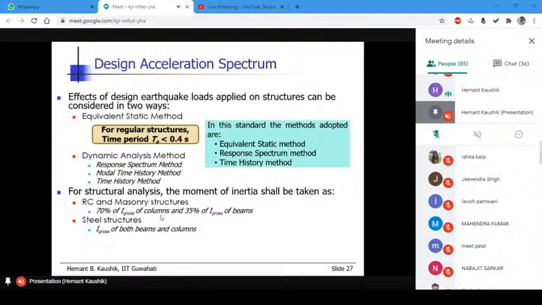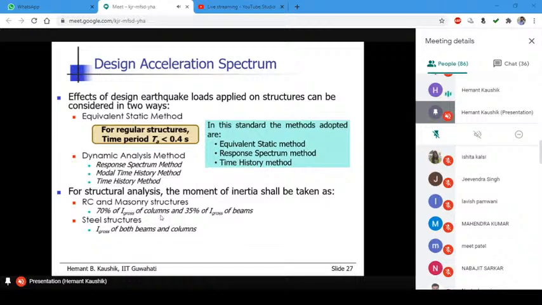And the reduction is very high. It can be 30% reduction to 65% reduction. That is why the code says that there is no need to unnecessarily consider the gross moment of inertia. You can reduce the moment of inertia. Now, what happens when you reduce the moment of inertia? The structure becomes more flexible, right? So 3EI by L cube is the stiffness of the cantilever, right?